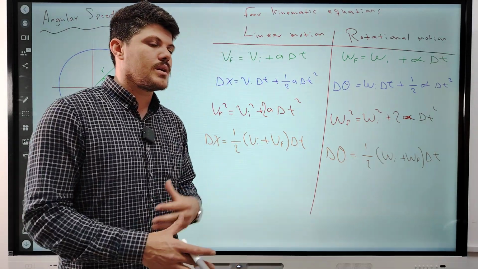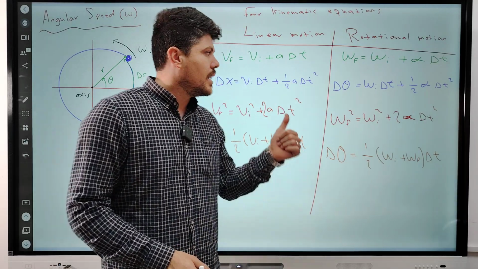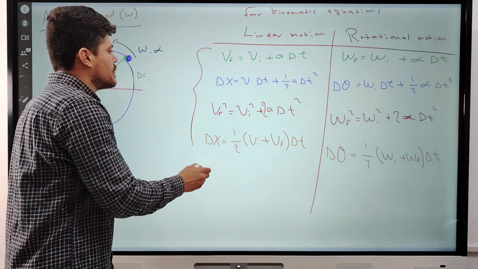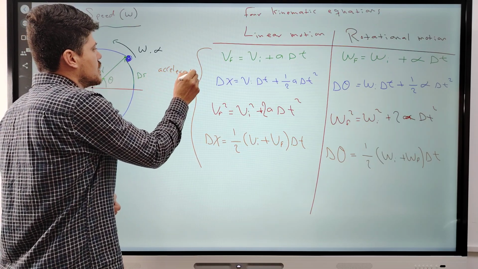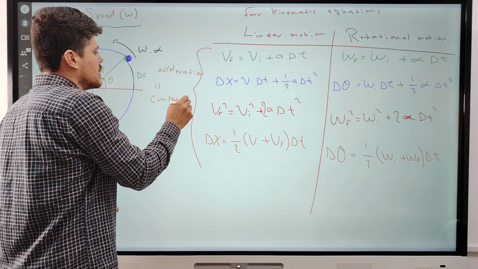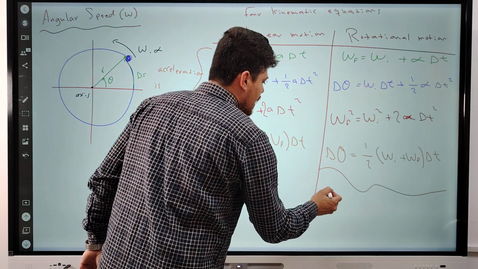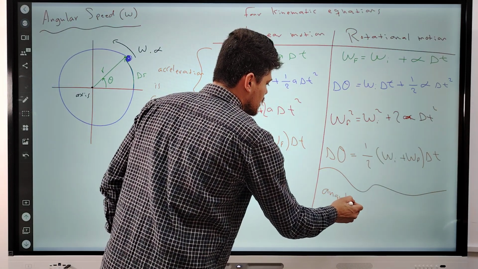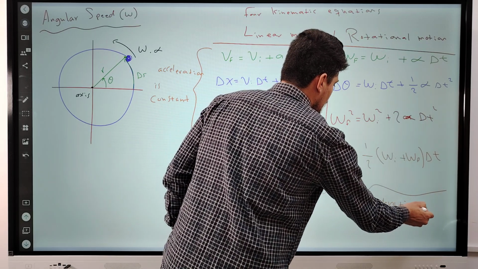So when can the four kinematic equations be used for solving a question? In the case when acceleration is constant. When what? Acceleration is constant. But for rotational motion, when angular acceleration is constant.